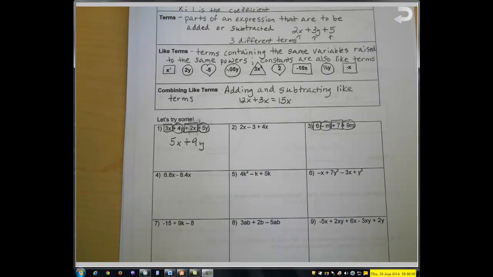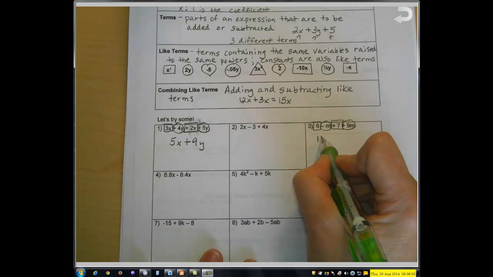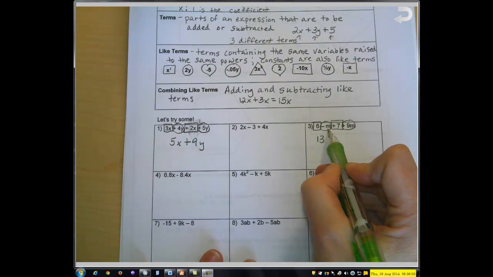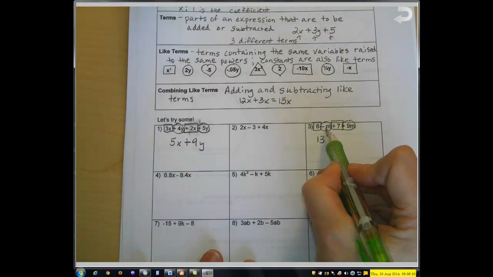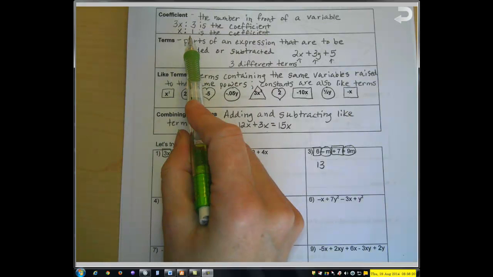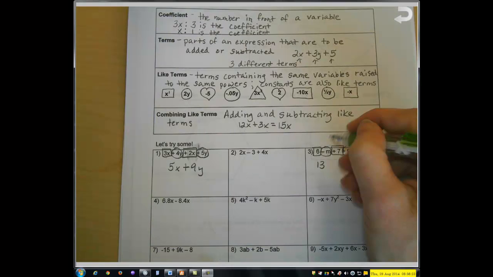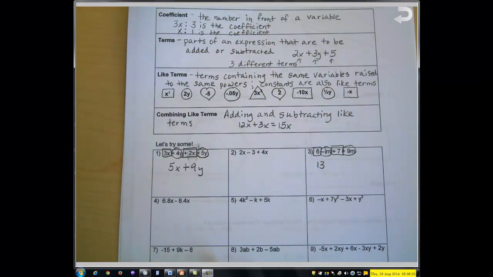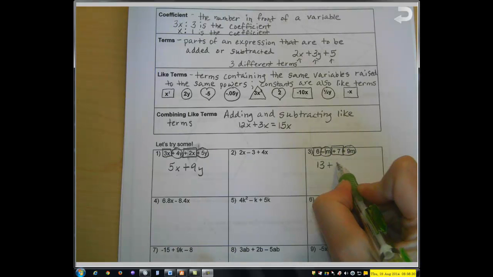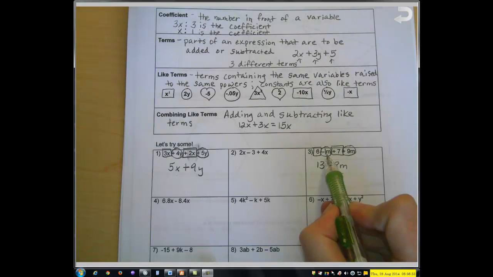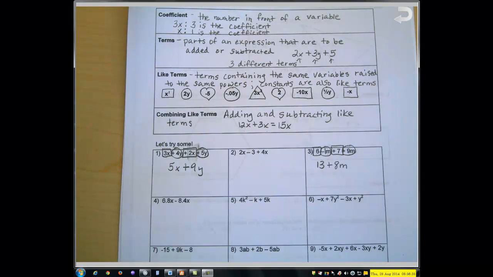So let's combine like terms. 6 plus 7 is 13. Now we have negative m plus 9m. What is the coefficient that is in front of the m? Remember up at the top when we had x, if there was no coefficient, we say that 1 is the coefficient. So we can write a 1 in front of this m. Negative 1m plus 9m would be 8m, because negative 1 plus 9 is 8.